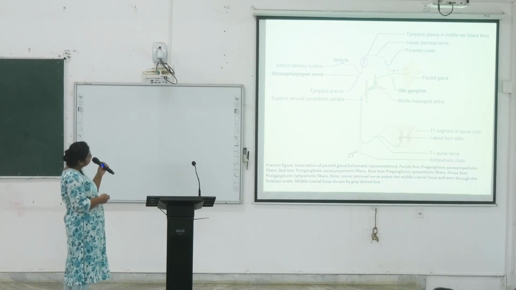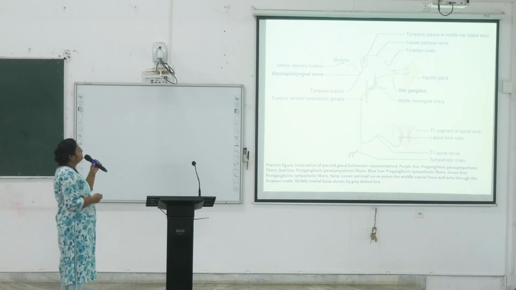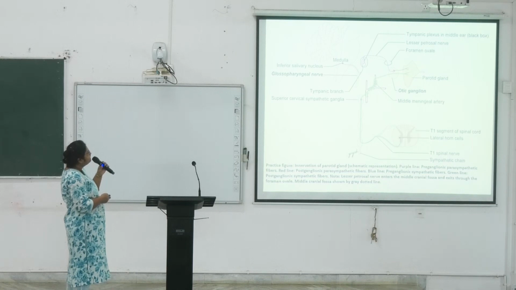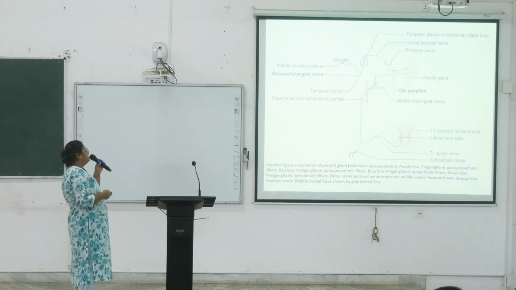See here, the parasympathetic supply comes from the inferior salivatory nucleus of the medulla, passes through the glossopharyngeal nerve, then forms the tympanic plexus in the middle ear, then via the lesser petrosal nerve through the foramen ovale it comes out from the cranial cavity, relays in the otic ganglion and then supplies the gland.